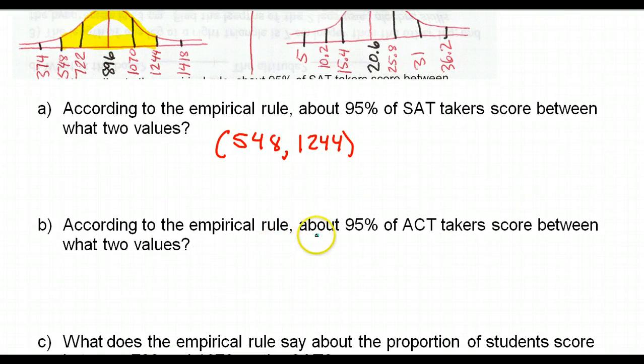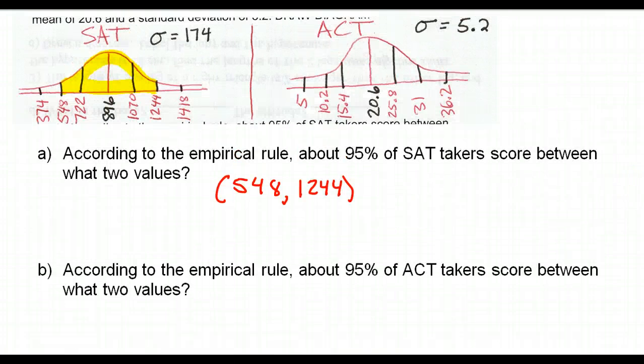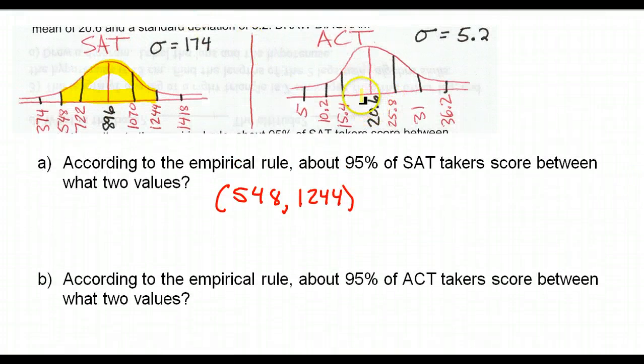According to the empirical rule, how about 95% of the ACT takers between what two values? Well, same deal. 95%, that's 2 standard deviations, 1, 2. So we're talking about from here to here. Okay, so 95% of the ACT takers score between 10.2 and 31.